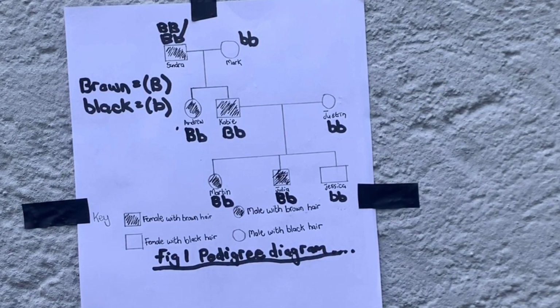Another possible question that I'm making up is, what is Martin's phenotype? Martin is a male with brown hair, because it's in the key. So I think that is it for pedigree diagrams.